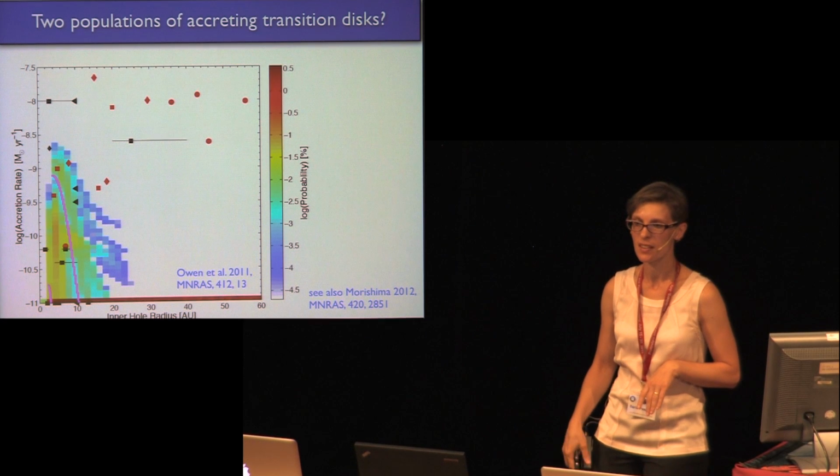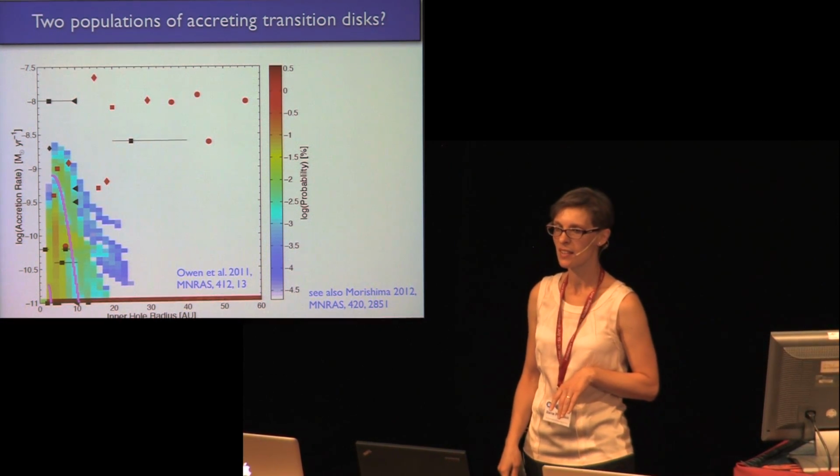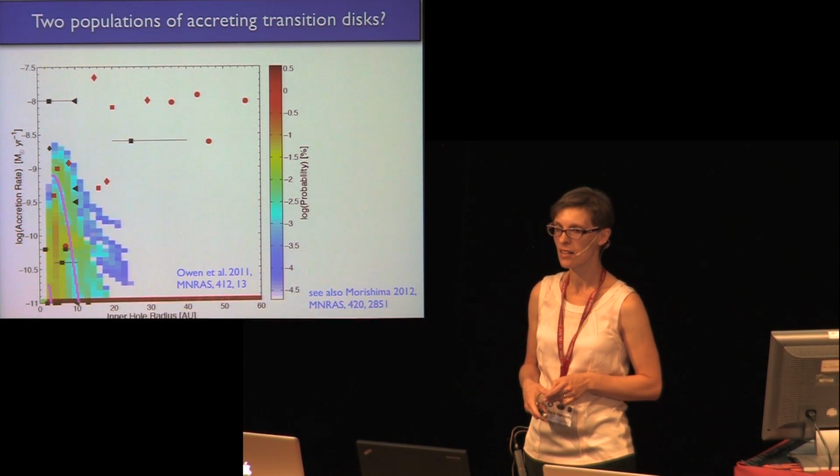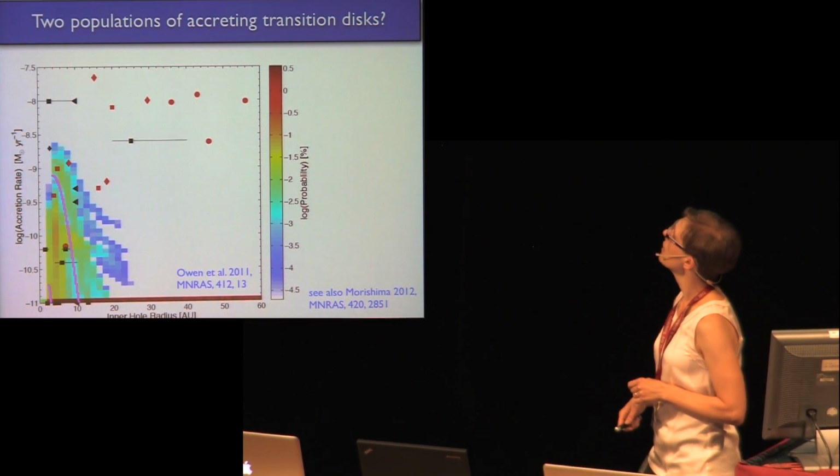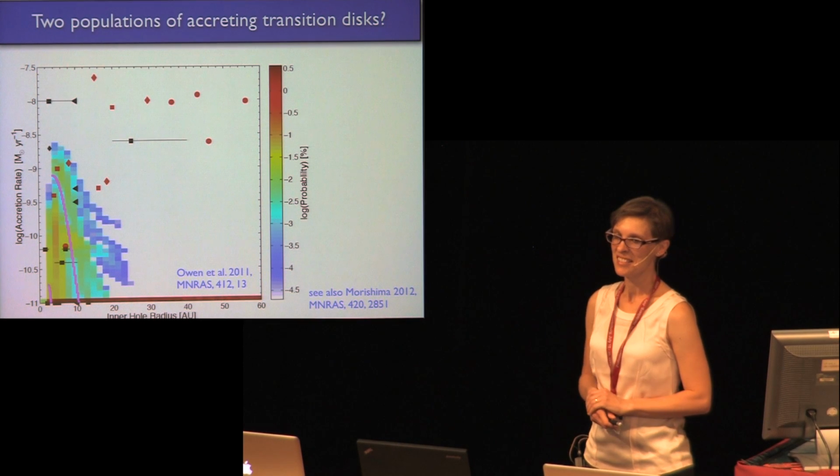But then how do you explain that this inner region is not completely photoevaporated, and how come they can still accrete gas? How come that gas in the hole is not photoevaporated?